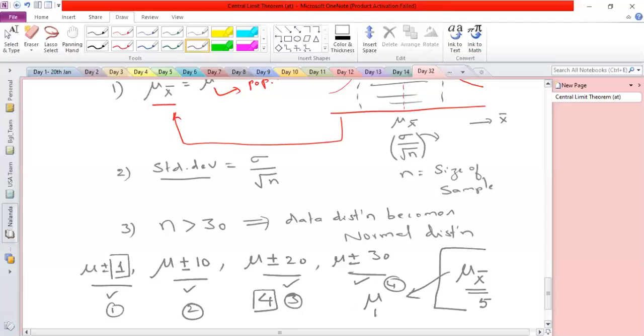Because if my mu value is 4, the difference is 1, since 5 minus 4 is 1. That means my sample value is much closer to my population information. The closer to the population information, the better I'm able to predict, and the prediction results will be more realistic and more appropriate. Are you clear, my dear friends?